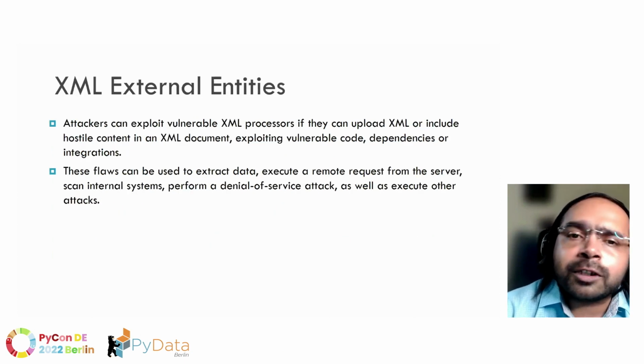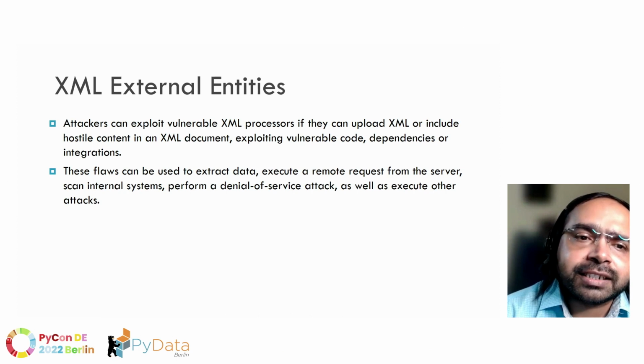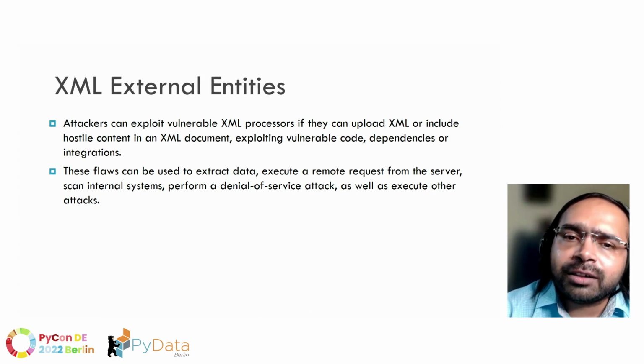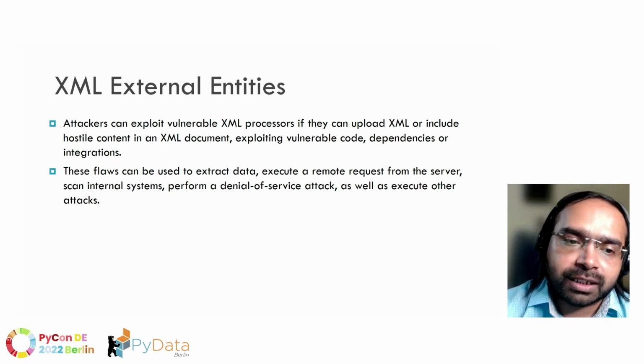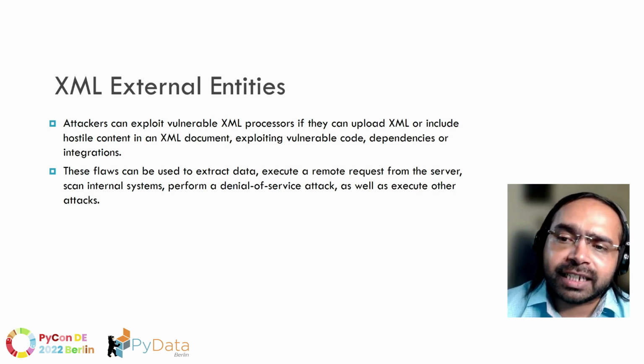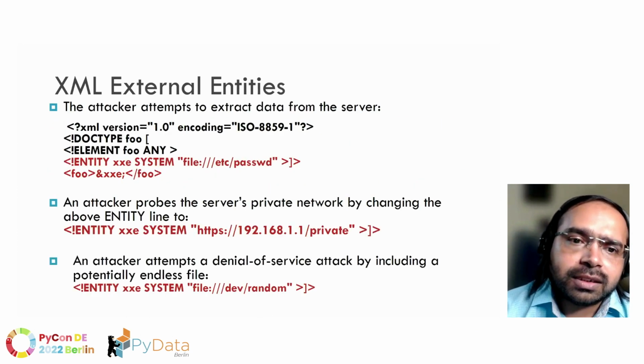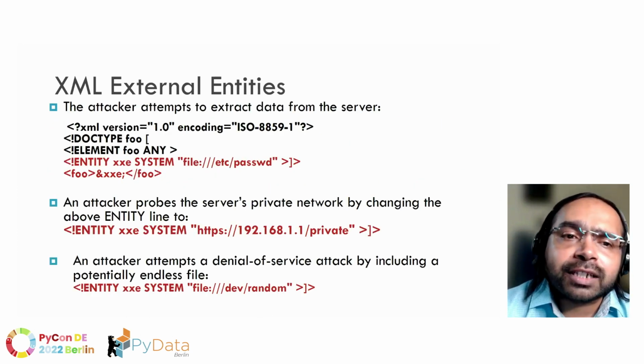The next OWASP risk is XML external entities. Attackers can exploit vulnerable XML processors if they can upload XML or include hostile content in an XML document, exploiting vulnerable code, dependencies, or integrations. These flaws can be used to extract data, execute a remote request from the server, scan internal systems, perform a denial of service attack, and so on.